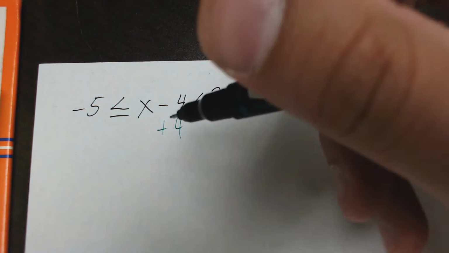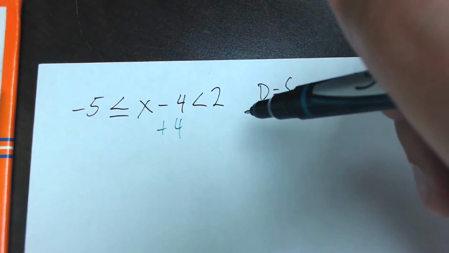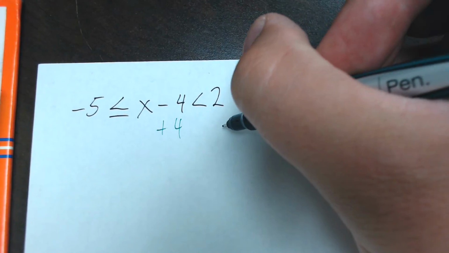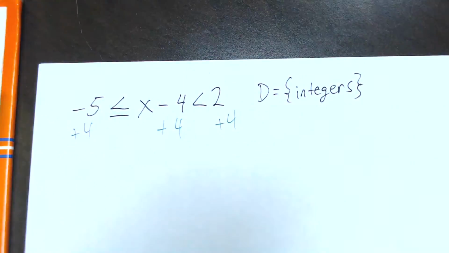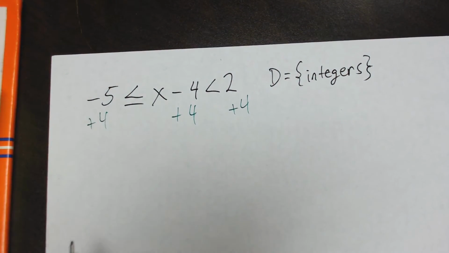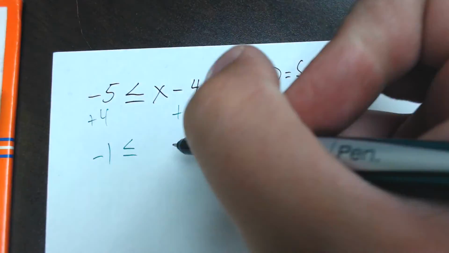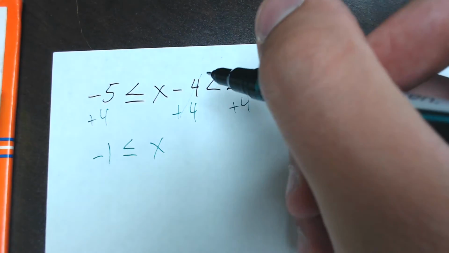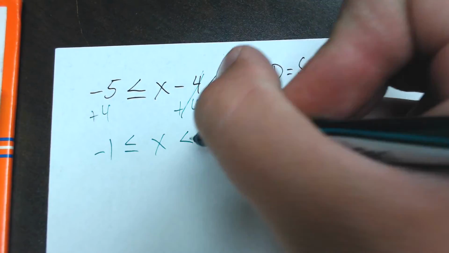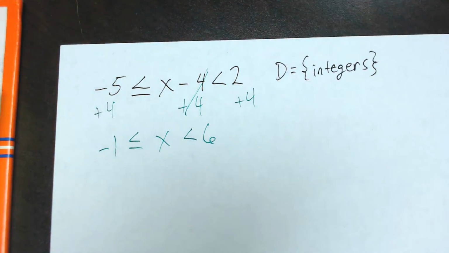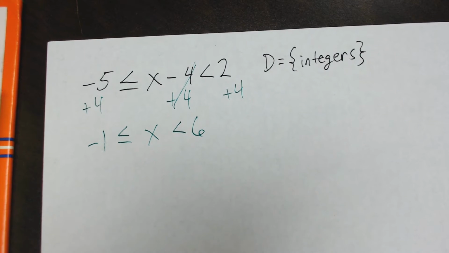Now the issue here is I've got both sides of this inequality. So when I add 4 to the middle part, I actually have to add 4 to the right and to the left. So all parts of the inequality need to have 4 added to them in order to keep it true. So -5 plus 4 becomes -1. Then I put less than or equal to x, the 4's cancel, and then less than 2 plus 4, which is 6. So now I've got my two numbers, -1 and 6.